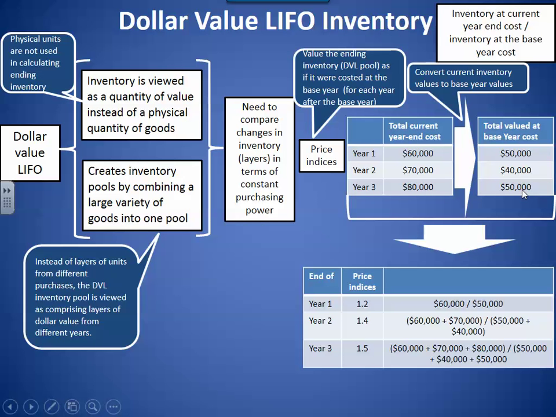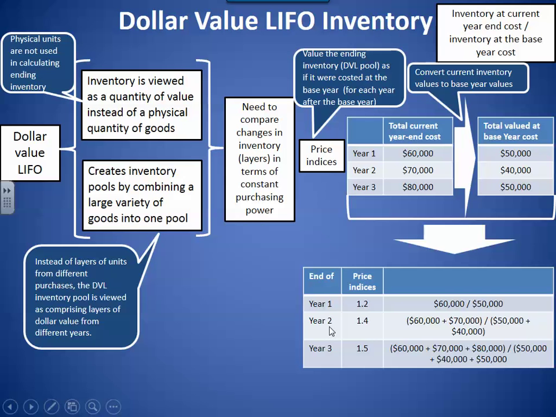it would be $50,000. So now we can calculate price indices between the base year and our current years. We take a look at year 1, and as far as a price index goes, we take our $60,000 total year-end cost, or valued at year end, and compare that to that same inventory if it was valued at our base year cost. So it'd be 60,000 divided by 50,000, which gives us a price index of 1.2.